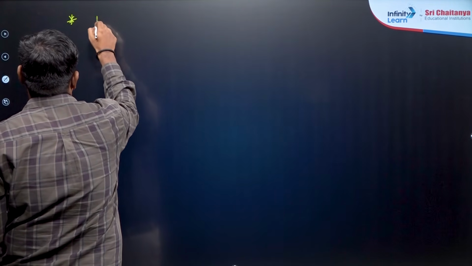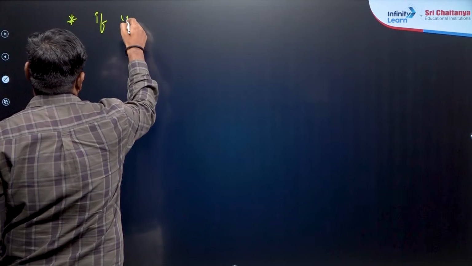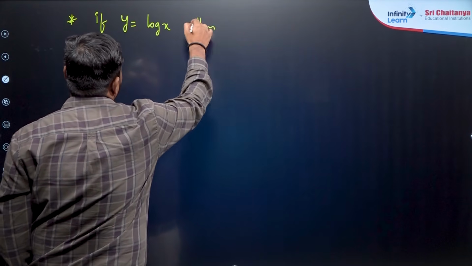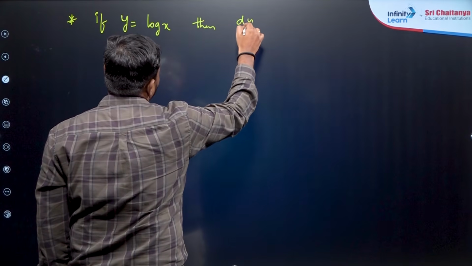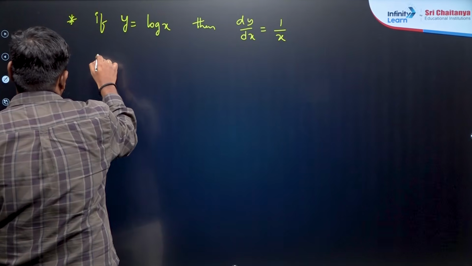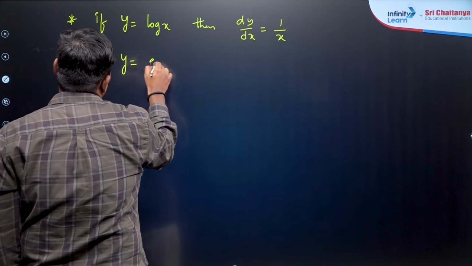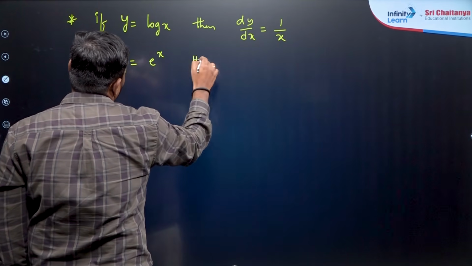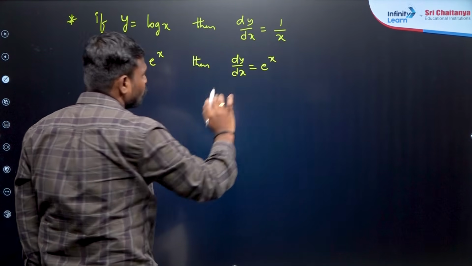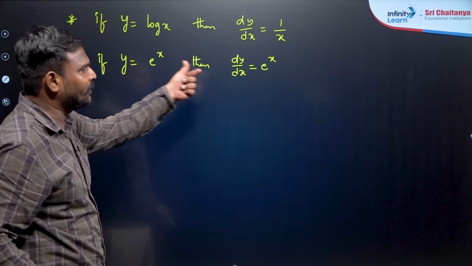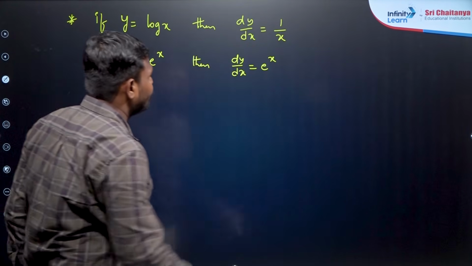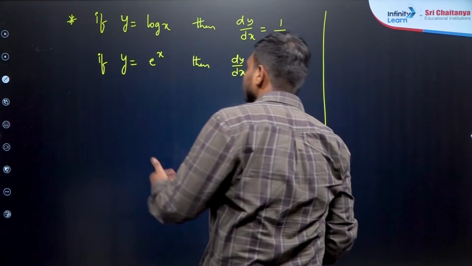Next, if y is equal to log x, then the derivative of log x is 1 by x. If y is equal to e power x, then the derivative of that would be e power x only. There is no change in the exponential function. Question is e power x, answer is also e power x. Let us look at one or two examples of this also.